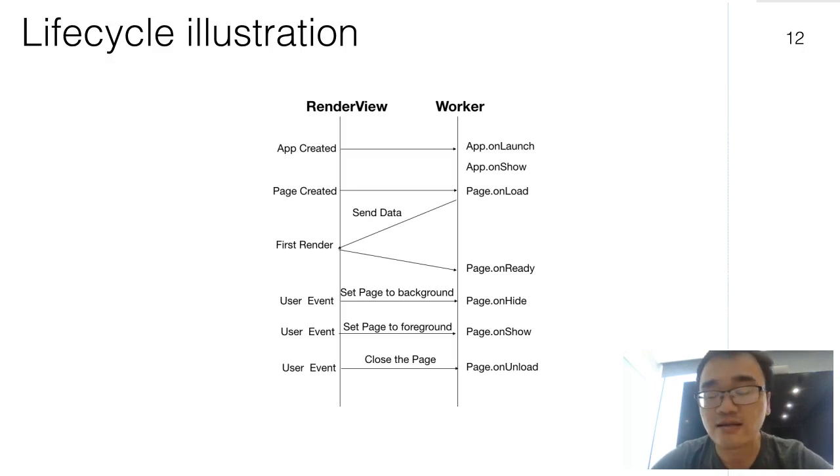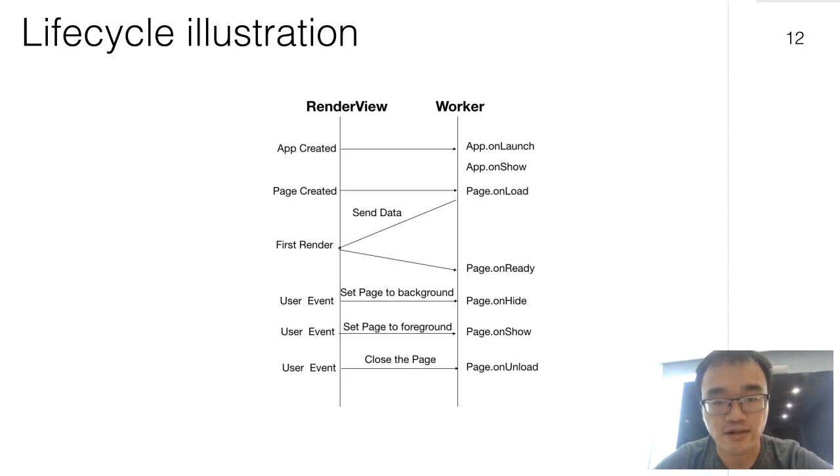And next, in slide 12, here is the figure that illustrates the MiniApp page lifecycle. Here we can see that when the user first opens a MiniApp, the render view and the worker will simultaneously start the initialization. After the worker is initialized, the worker will run the MiniApp application lifecycle events, app onLaunch and app onShow, to create the MiniApp instance.